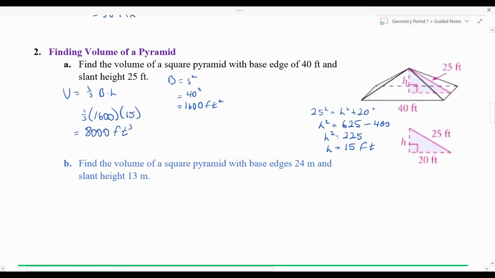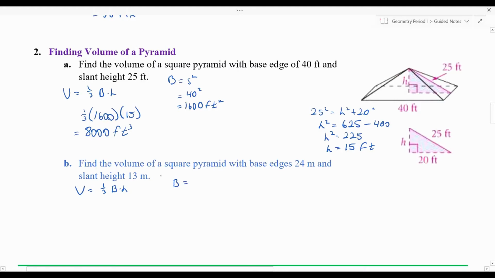Find the volume of a square pyramid with base edges 24 meters and slant height 13 meters. Take a look at this one and see if you get the same answer that I do. All right. Again, we have volume, and volume is going to be 1/3 the base times height. So we take a look at the base first. At least that's how I do it.